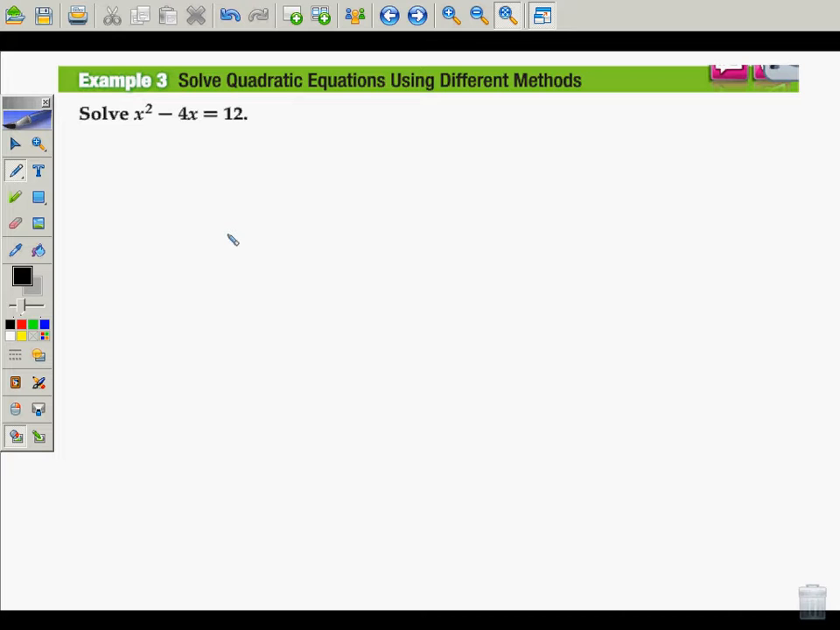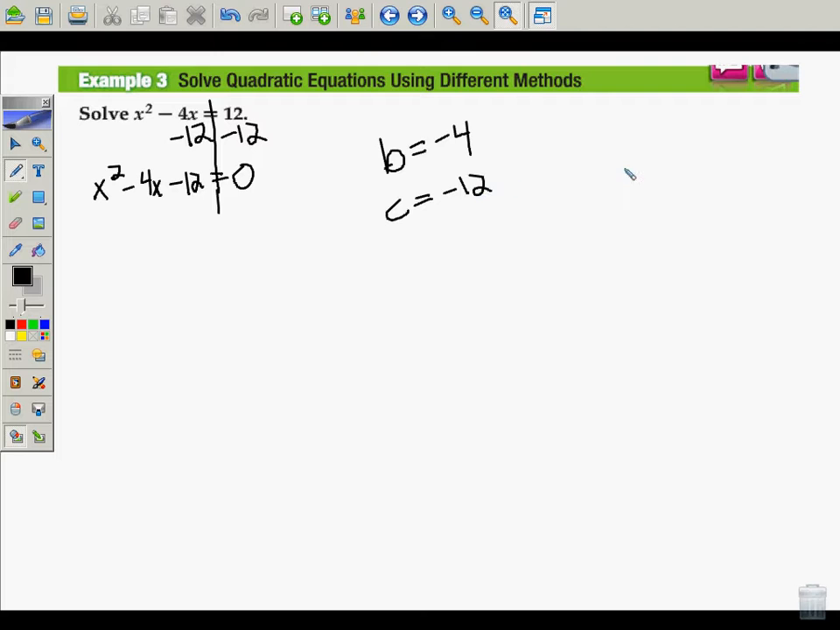I kind of like factoring. It takes me back to a simpler time in Chapter 8, so I'm just going to go ahead and factor, like we used to in the good old days. So I get x squared minus 4x minus 12 equals 0, and I'm going to factor. Remember, I want them to add to be whatever b is, and I want them to multiply to be whatever c is. So I need to find my factors of negative 12.